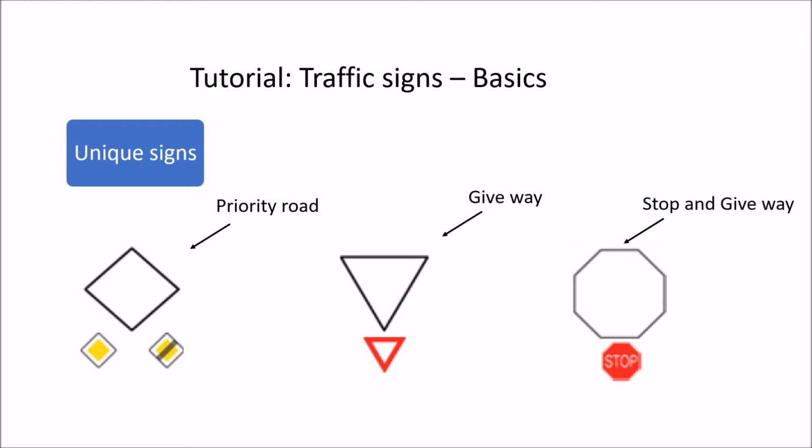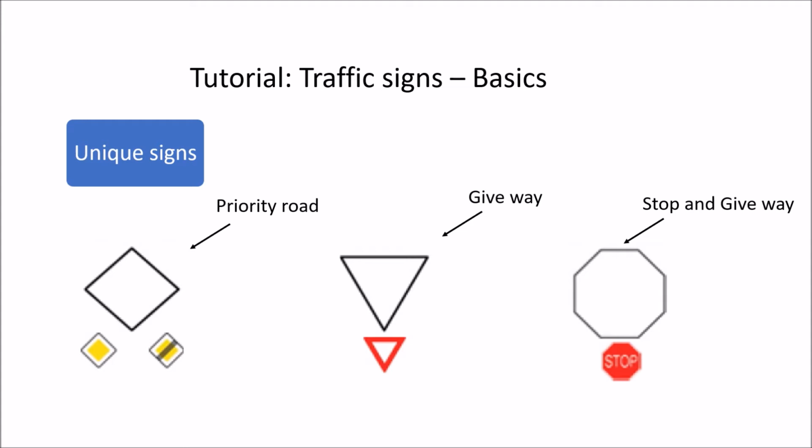The third unique sign is the stop and give way sign. It is very similar to the give way sign, but the difference is here you have to stop your car and then see if there is any traffic from left and right. And even though you don't see any traffic from left and right, you still have to stop.